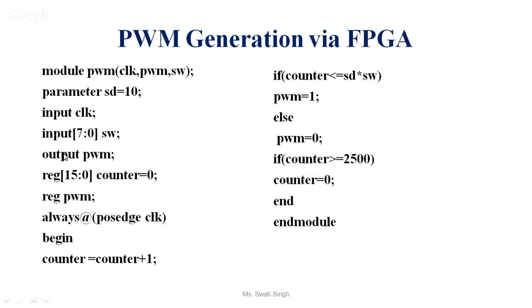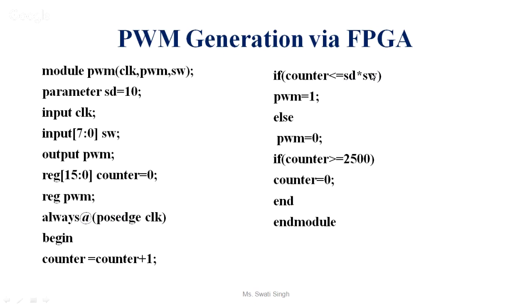Now this is your output PWM register. I am taking a 16-bit counter and initializing it with 0. Because the output is PWM, we take a register of the same name, reg PWM. Now always @(posedge clock), when your positive clock edge begins, your counter is incremented by 1. Now if your counter is less than or equal to SD, SD is the parameter which you already defined in your program, 10 multiplied by SW. SW is the value which we are going to give by FPGA switches.